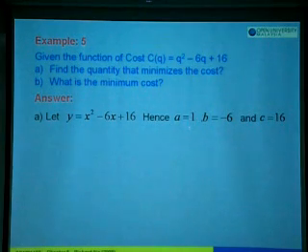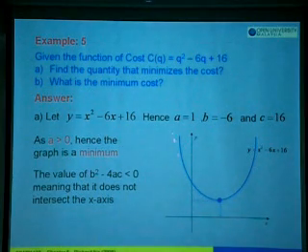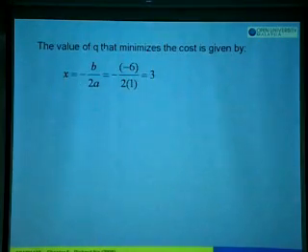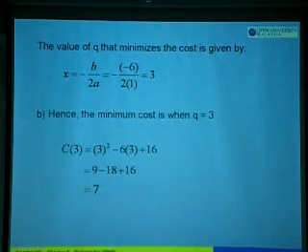Remember, when A is positive, this curve is a minimum. So this is what I have explained. So this is a minimum curve now. So the value of Q that minimizes the cost is given by X equals to negative B over 2A. So you substitute, you will get the answer equals to 3. Hence, the minimum cost is when Q equals to 3.